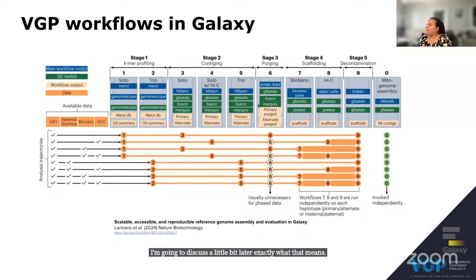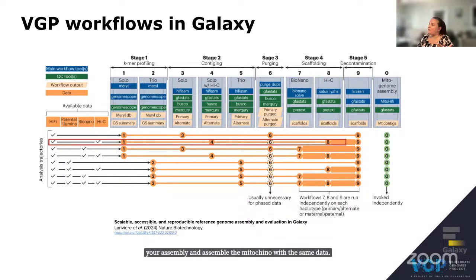You have the contigging step. You have an optional purging step. Again, I'll describe a bit what it means. Then the scaffolding step, and then you can decontaminate your assembly and assemble the mitogenome with the same data. So today we're going to see what we used.